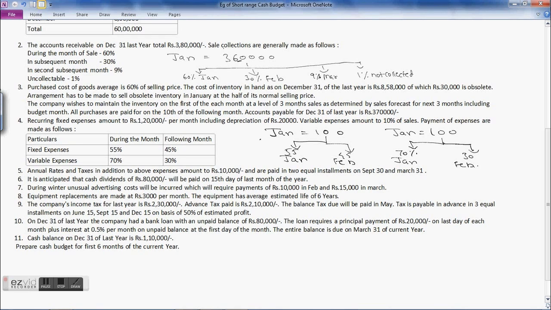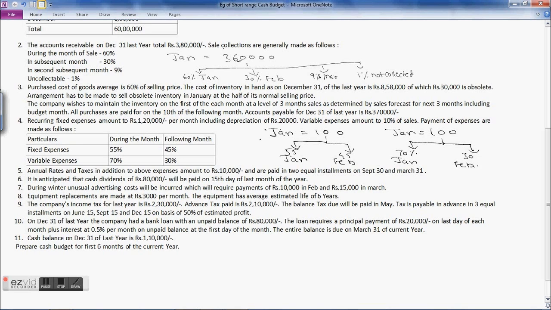Then, number 6: it is anticipated that a cash dividend of rupees 80,000 will be paid on the 15th day of the last month of the year. Last month of the year is December, right? So on the 15th of December, the annual dividend of 80,000 will be paid.